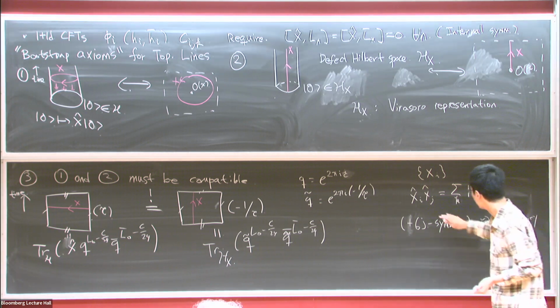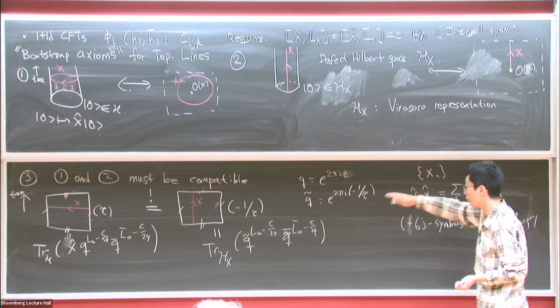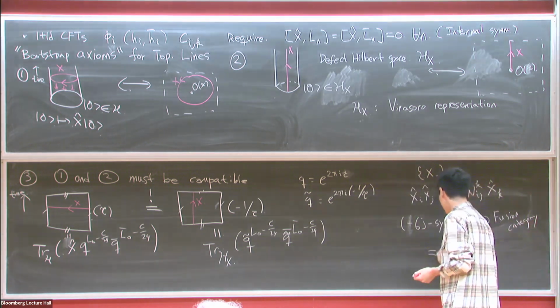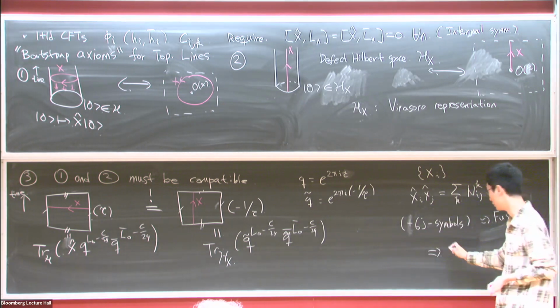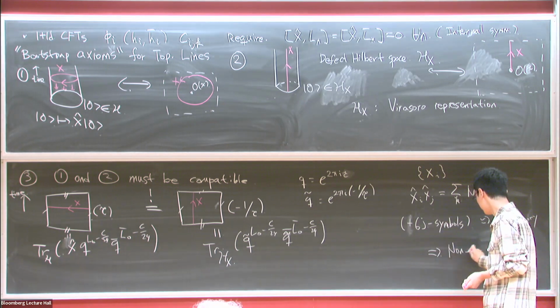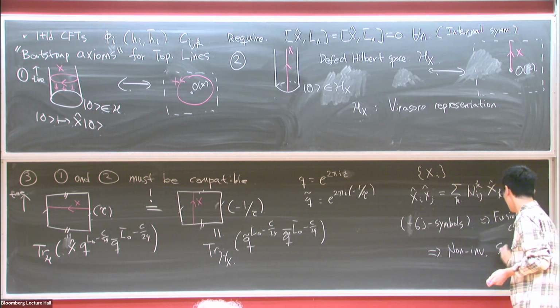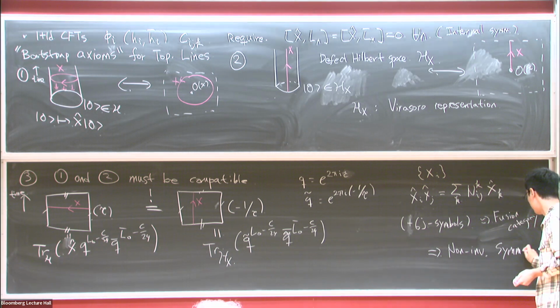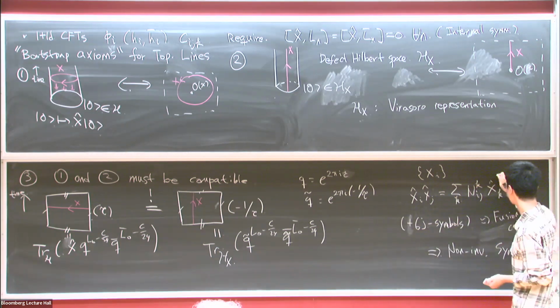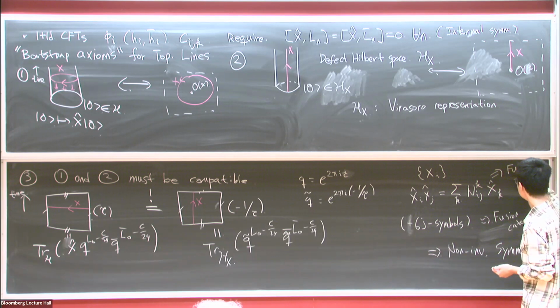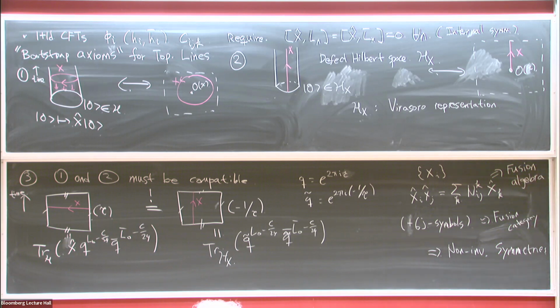So in the literature, sometimes these more general topological line operators are called generalized symmetry operators or non-invertible symmetry operators. And this multiplication rule is called the fusion algebra of topological lines.